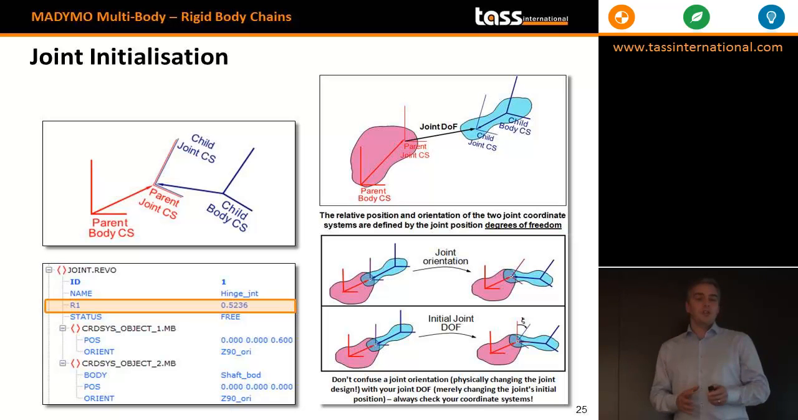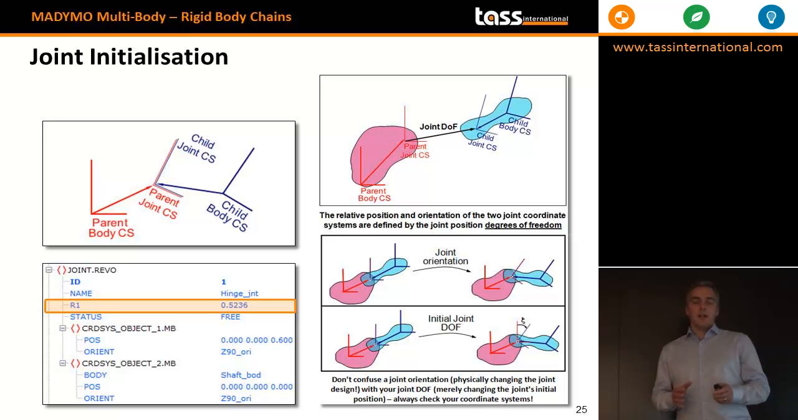If a multi-body chain in MADYMO is assembled, it always means that the child joint coordinate system is projected exactly on the parent joint coordinate system. So that is basically the reference configuration of your body chain. And if you want to change that, you can do that with joint initialization, with initial joint pos. Or in the example here, lower left, you see that the initial value is directly given in the joint. That is also a possibility with R1 in this example.